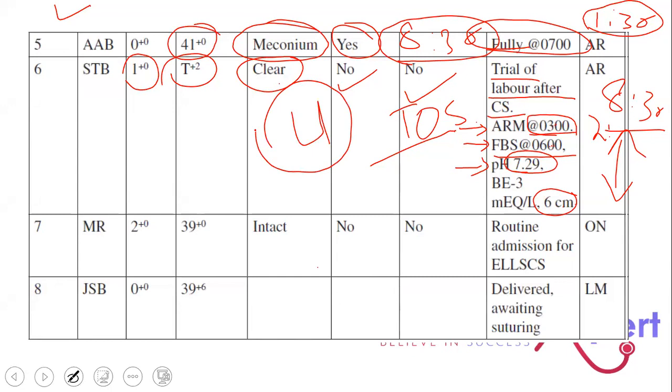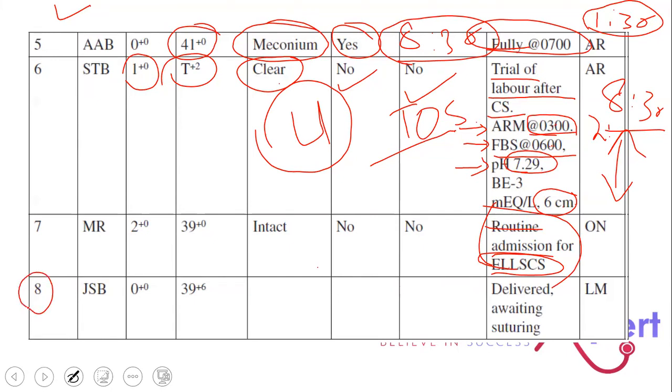I can see this is Grav 3. She is 39 plus 0, intact membranes, not on an epidural, and she is a routine case for elective lower segment cesarean section. So what will you do in this case? She is here for admission for the elective lower segment cesarean section, so I will ask ST1 to go to this woman after managing the rest of the rooms. I will ask him to take consent, take bloods and take the necessary measures for the elective lower segment cesarean section. That's it. No need to do anything else.